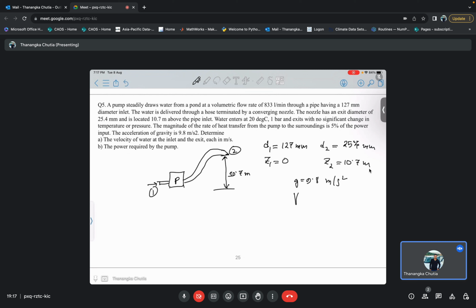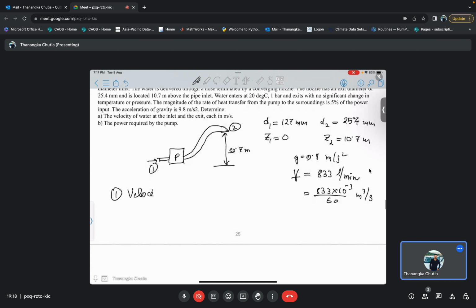One more thing given to us is that the volumetric flow rate is equal to 833 liters per minute. This we can convert to meter cube per second: 833 times 10 to the power minus 3 divided by 60. Now what it is asking is the velocity of water at the inlet and at the exit.